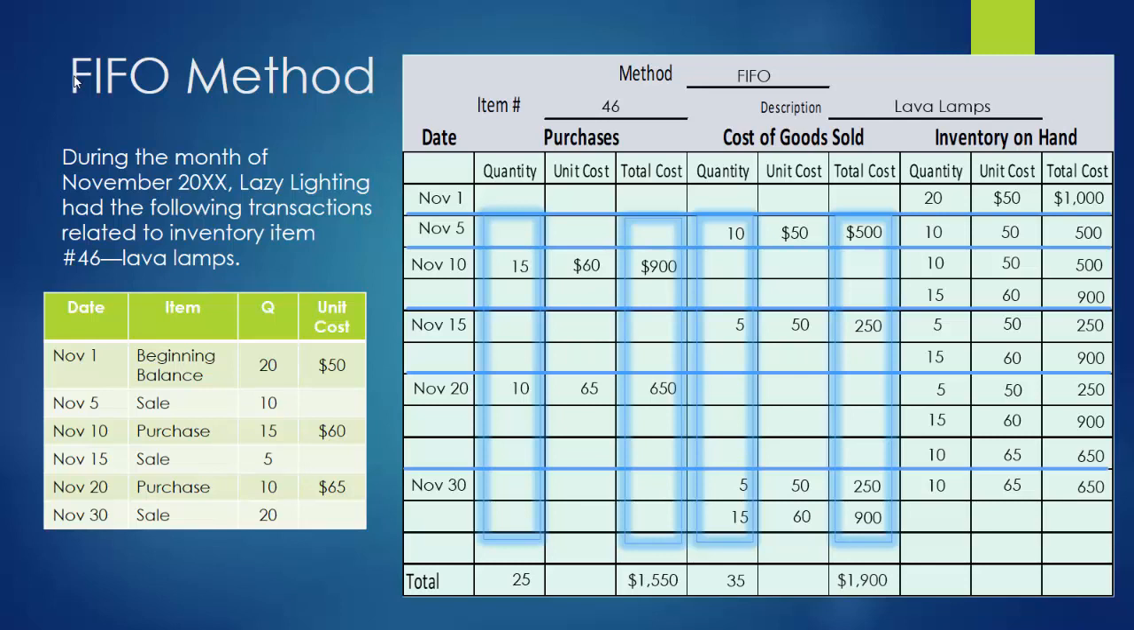For inventory on hand, you don't total up. Why? Because think about it for a sec. I don't know what that adds up to, but if we added up the quantity column of our inventory on hand, that's well over 100. Do we have 100 lava lamps in inventory right now? We don't. What do we have? We have just what we reported on the last line. We have 10 lava lamps with a total cost basis of $650. So for the purchases and cost of goods sold section, total together quantity and total cost. For inventory on hand, just bring down what you had left after your last transaction.